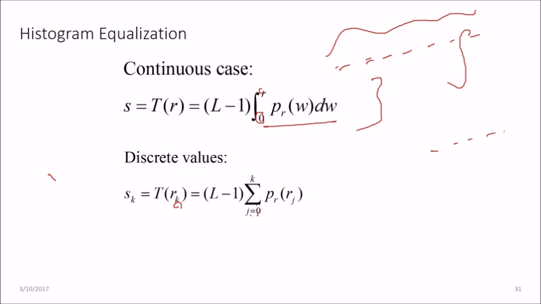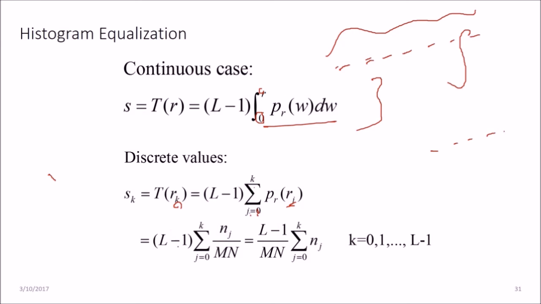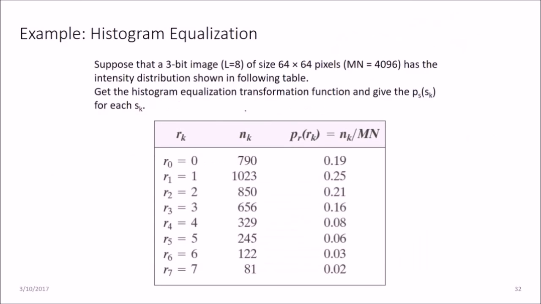Here j varies from 0 to k, so these are all the values from 0 to k. This is nothing but (L minus 1) times the sum of n_j by MN. How can we write p_r(r_j)? We have seen in the previous section that you can replace it by n_j by MN, right? Because we can take this constant out, we get (L minus 1) by MN times the sum over j from 0 to k of n_j, and this k varies from 0 to L minus 1. Okay, this is how you get the value. Now I'll take an example, and then we solve it.